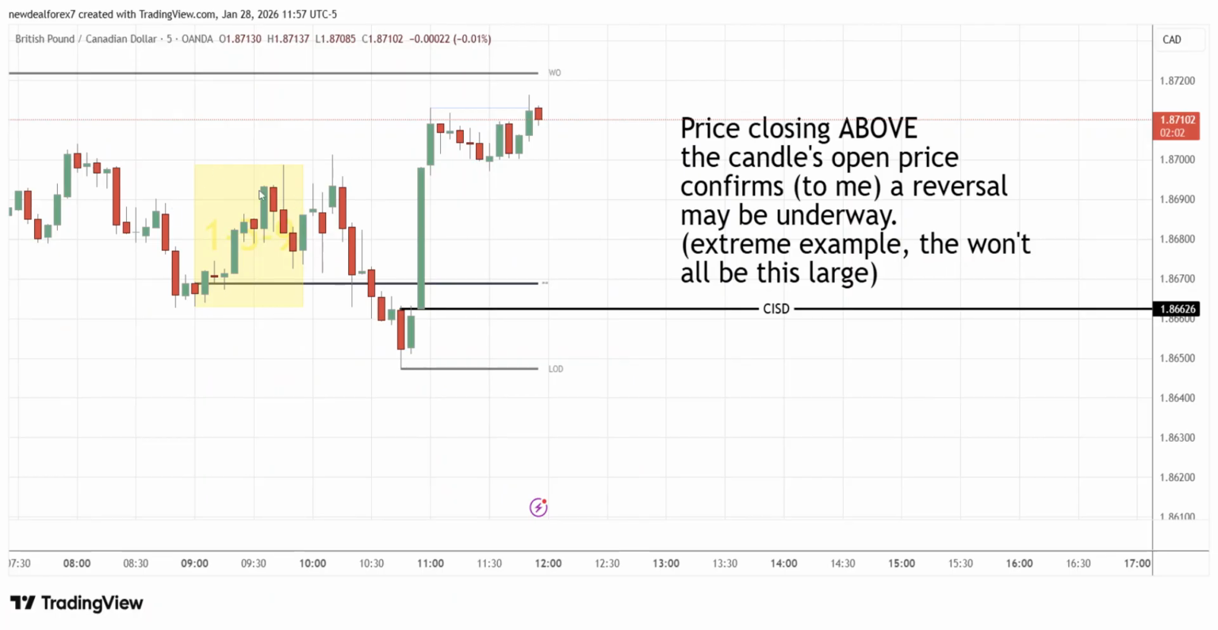This yellow box just represents the first hour of the candle. You'll see here price just went down. This is the low of the 9 a.m. candle. Now, the change in state of delivery actually came all the way up here because price does have to close above this red candle because it made the low.